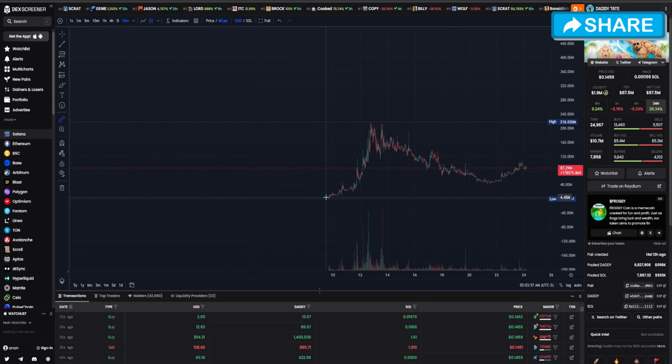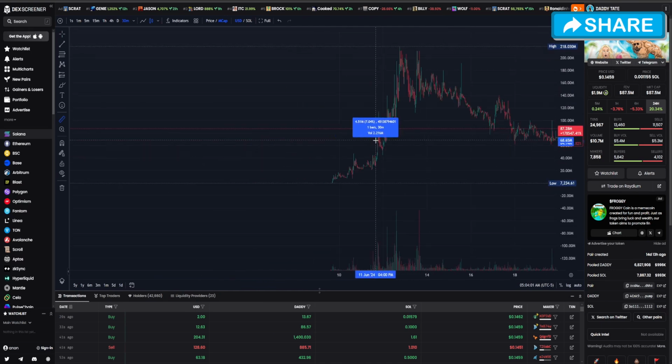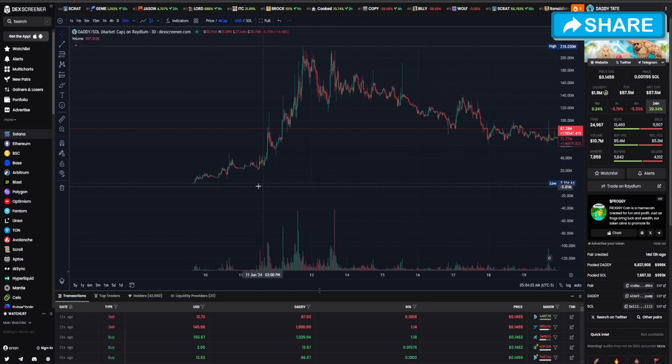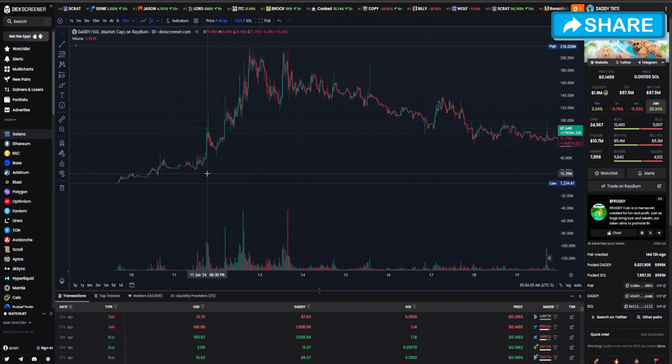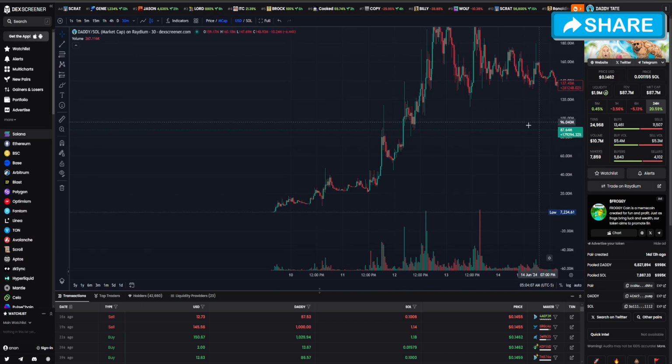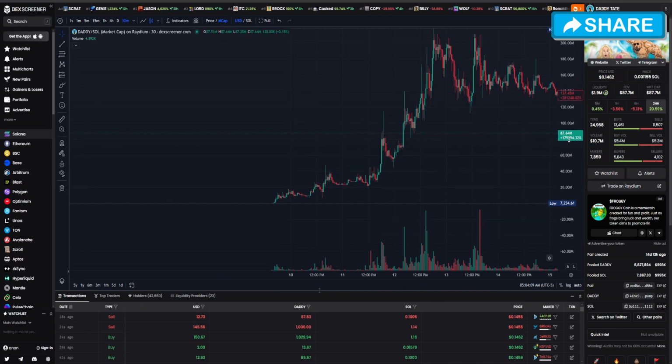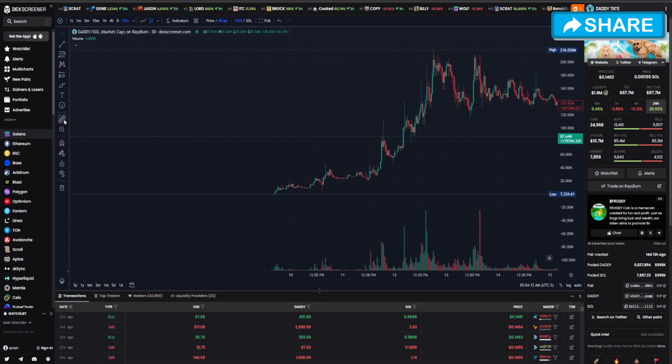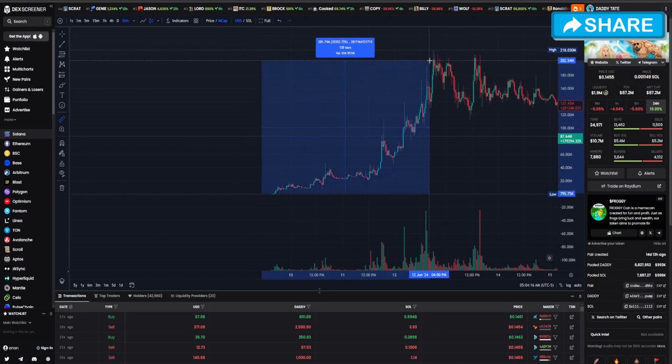Let's say you would have bought this at Pump.fun levels, which is even below the 2 million. It's hard for me to get the number because it's so high up already, right? So let's say you would have bought it right here, and you would be up here. That is 25,000x, guys, if you would have sold the top.